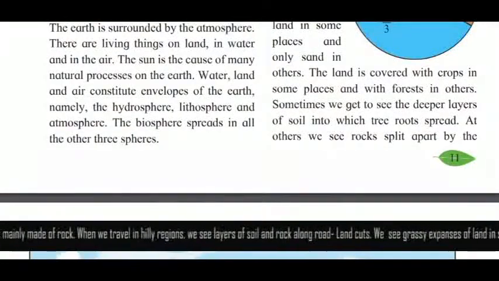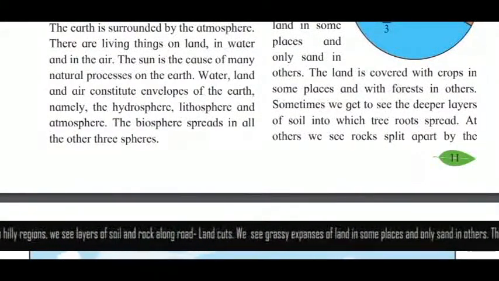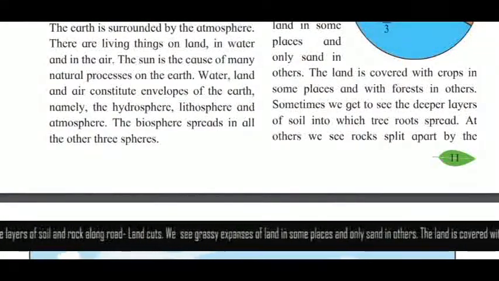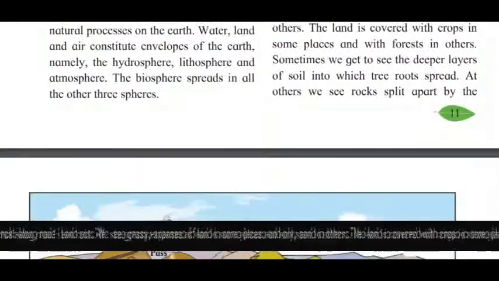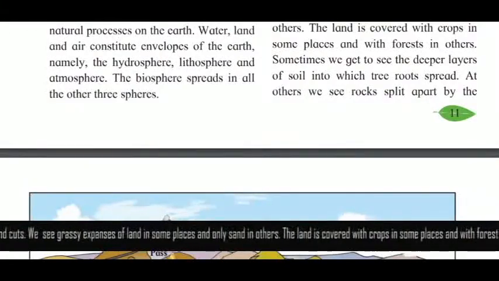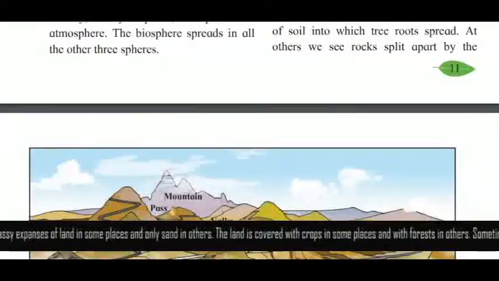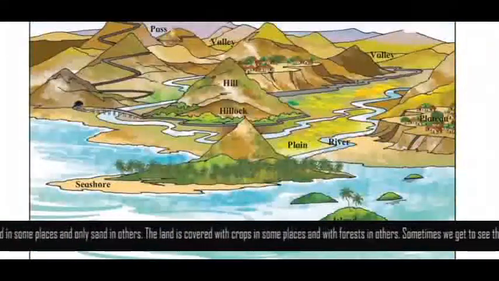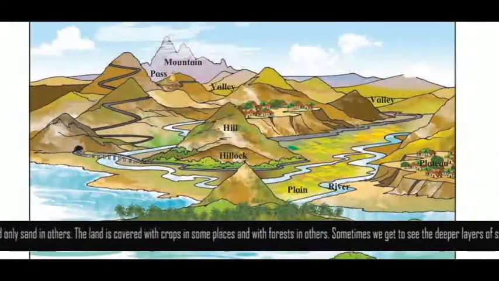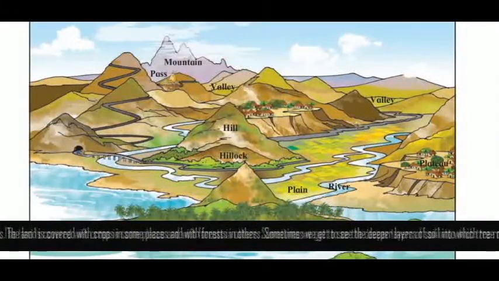We see grassy expanses of land in some places and only sand in others. The land is covered with crops in some places and with forests in others. Sometimes we get to see the deeper layers of soil into which tree roots spread.